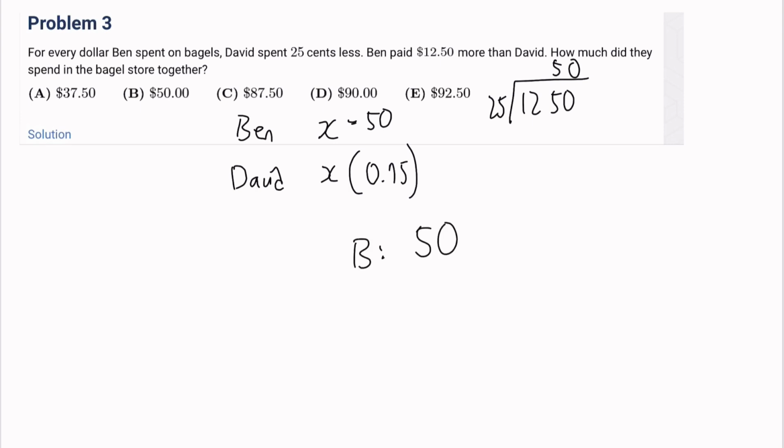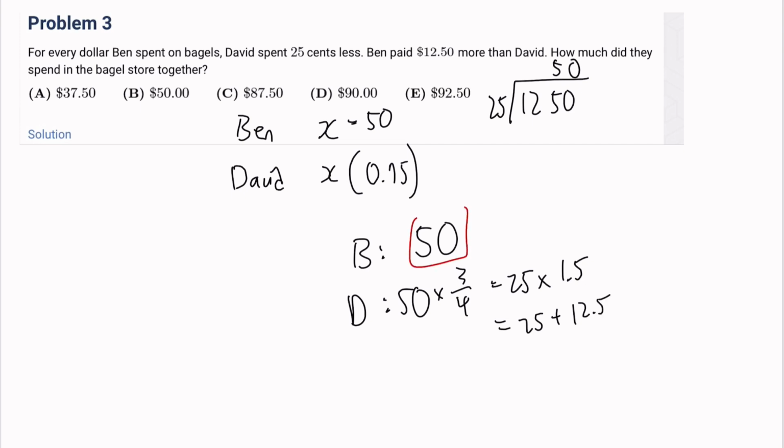So Ben spent $50, and David spent 50 times 0.75, so 3 over 4, which equals 25 times 1.5, which equals 25 plus 25 times 0.5, which is 12.5. So we add 50, 25, and 12.5. All these together equal 87.5. So the answer is C.